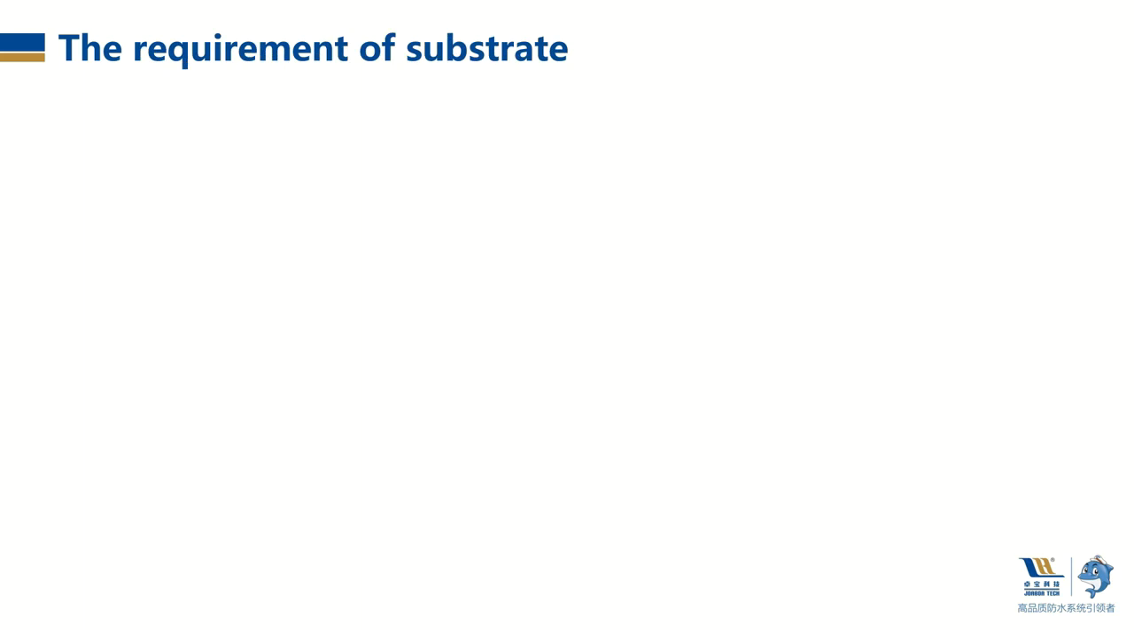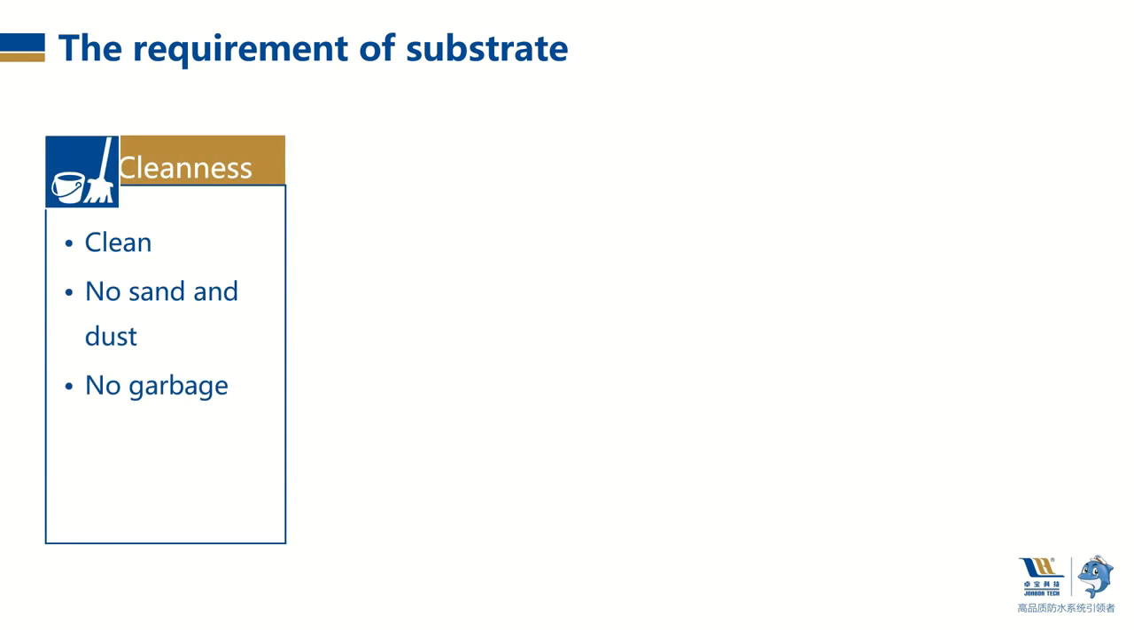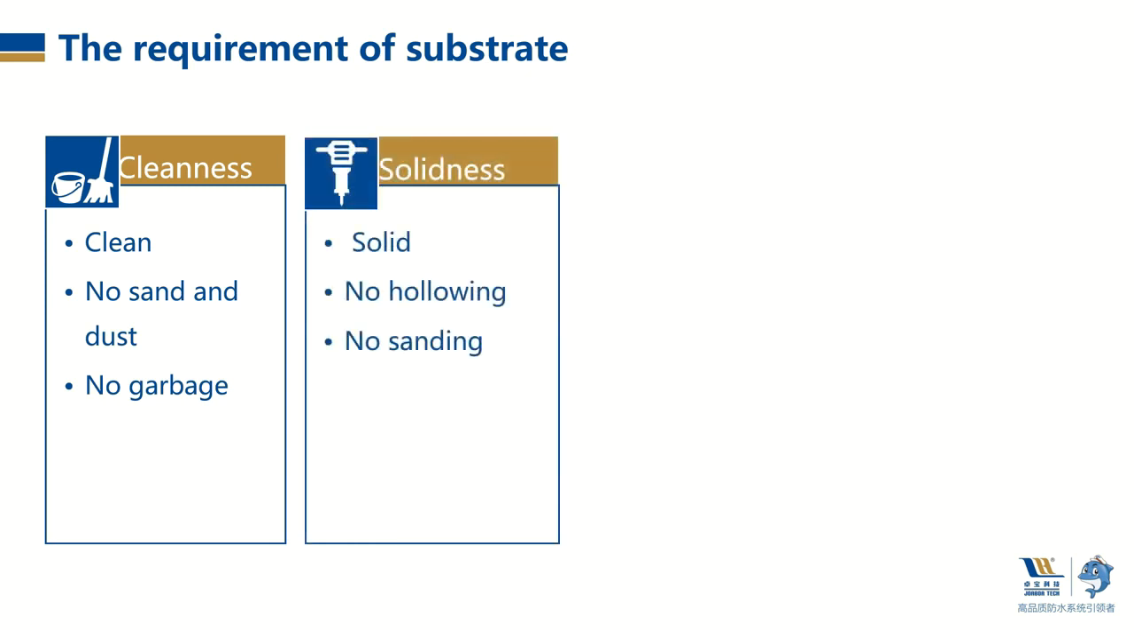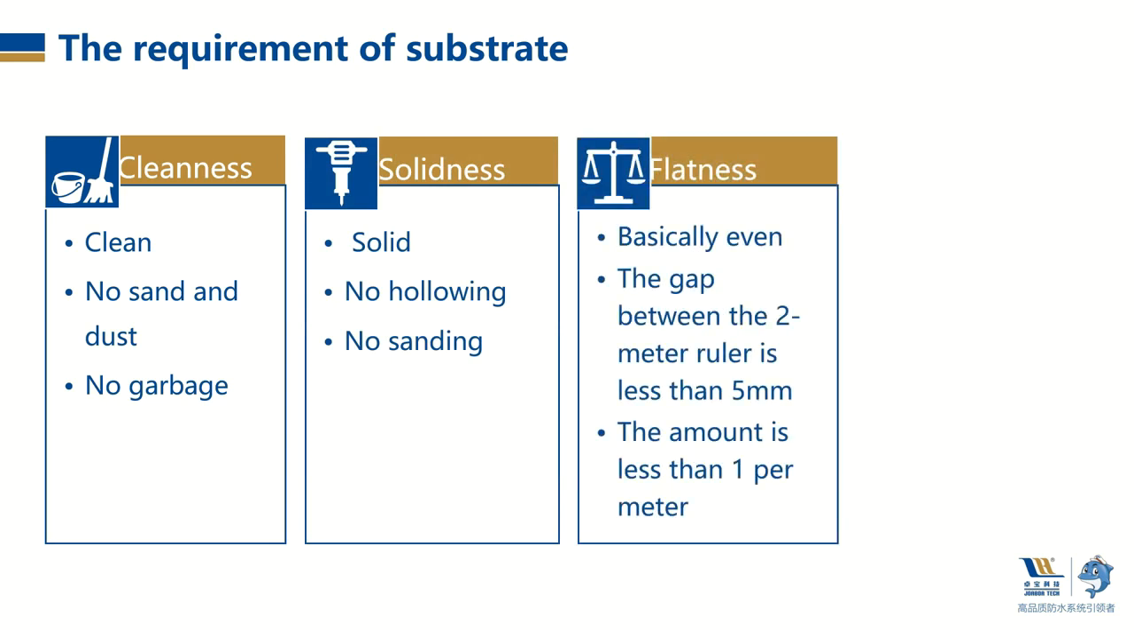The requirement of wet application for the substrate is low. About cleanness, clean, low scent, low dust, and low garbage is okay. The substrate should be solid with low hollowing and sanding. Basically, even is okay for wet application. We can check with a 2-meter ruler. The gap under the ruler should be less than 5 mm, and the number of such gaps should be less than 1 per meter.